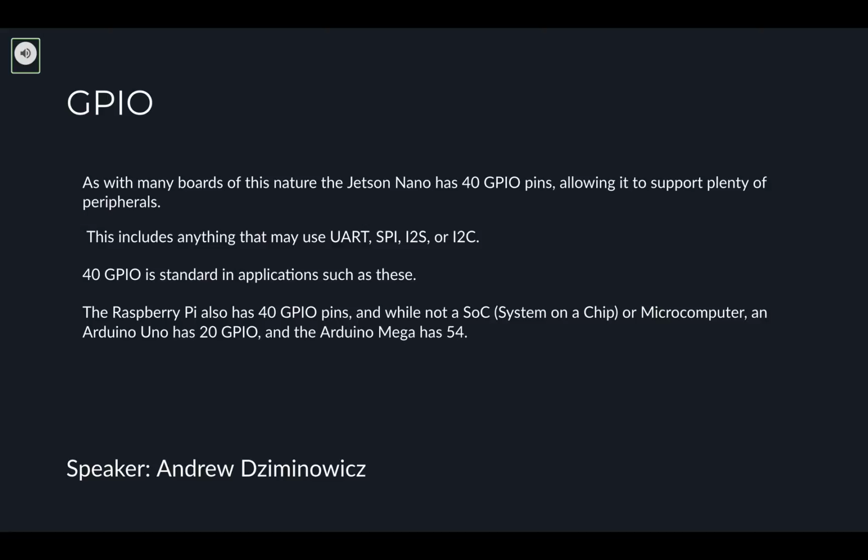The Raspberry Pi also has 40 GPIO pins, and while not an SoC, system on a chip, or microcomputer, an Arduino Uno has 20 GPIO, and the Arduino Mega has 54.